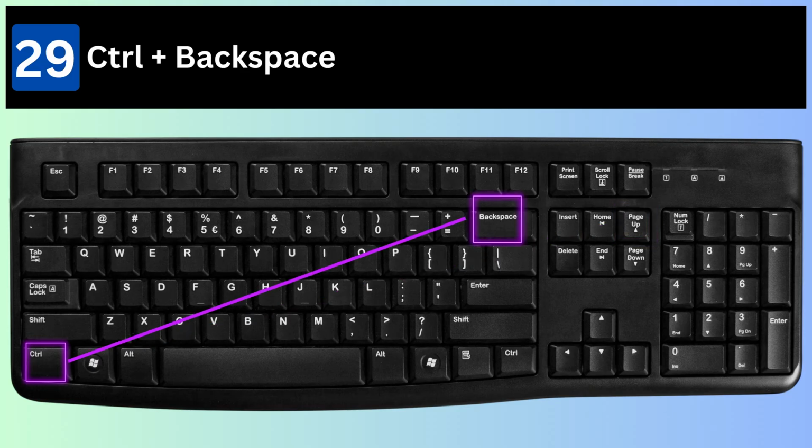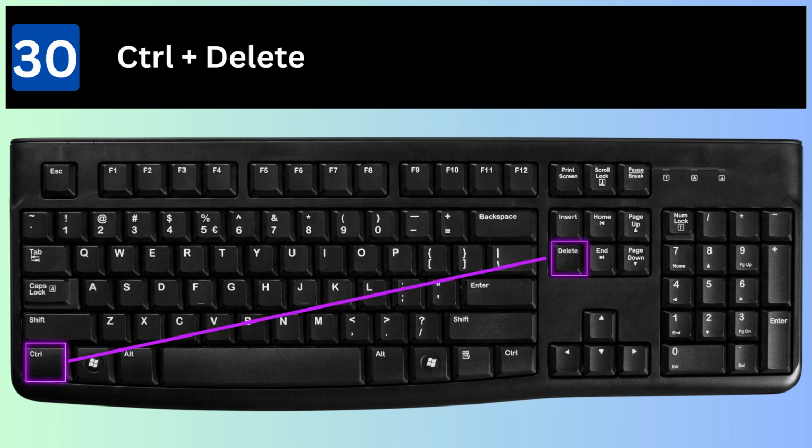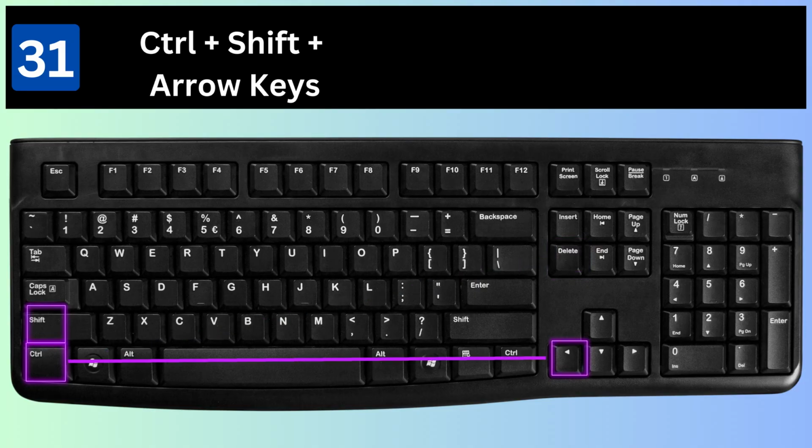Ctrl plus Backspace. Delete the previous word. Ctrl plus Delete. Delete the next word. Ctrl plus Shift plus arrow keys. Select text.